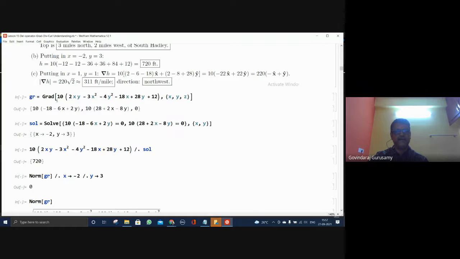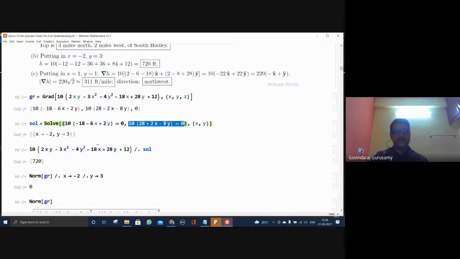See, the gradient has been found. Okay. See, I'm equating to 0, and solving for x and y. I'm getting x equal to -2, y equal to 3, which seems to be the maximum value for this function, because I'm solving this and found it out.